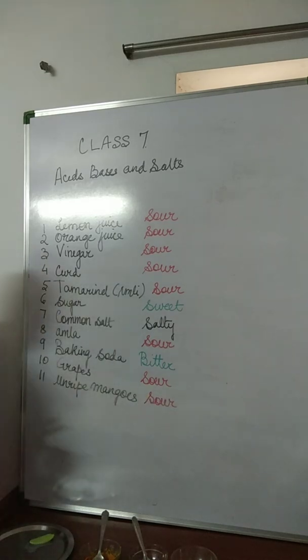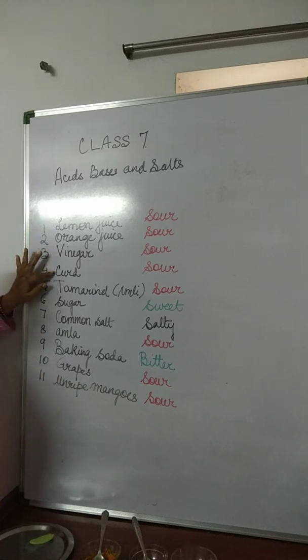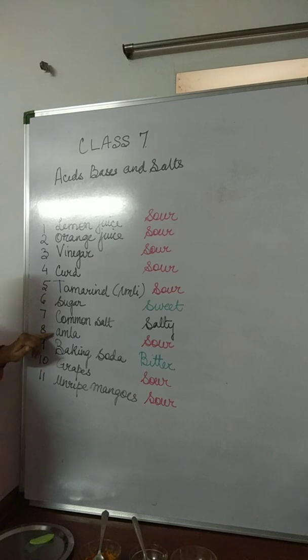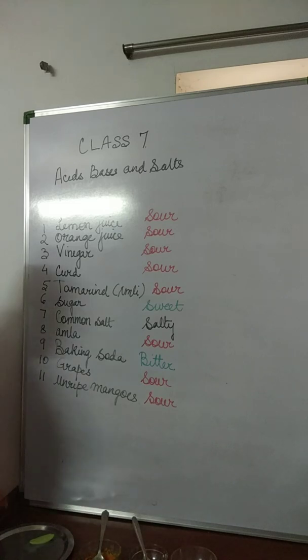Now, these substances, lemon, orange juice, vinegar, curd, tamarind, amla, grapes, unripe mangoes, and a list of other things are sour in taste. They are sour because they are acids. Now, the word acid comes from the Latin word acer meaning sour.